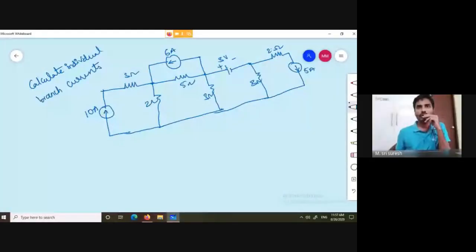So this is the homework problem given to you. Calculate the individual branch currents. That means I want each and every branch current. Here a supernode occurs in between two nodes. I have explained one such problem till now, so in the same manner you need to solve this. This is the homework problem given to you. Note it down and do it yourself.